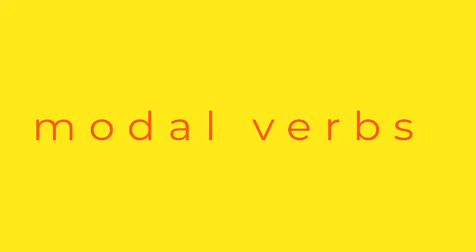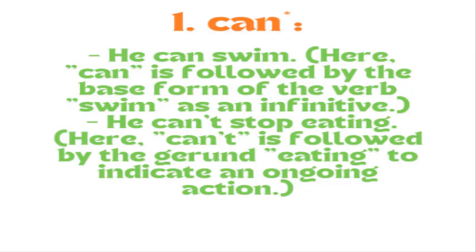4. Using gerunds and infinitives with modal verbs. Modal verbs are often followed by either gerunds or infinitives, depending on the context and meaning. Can. He can swim. Here, "can" is followed by the base form of the verb "swim" as an infinitive. He can't stop eating. Here, "can't" is followed by the gerund "eating" to indicate an ongoing action.